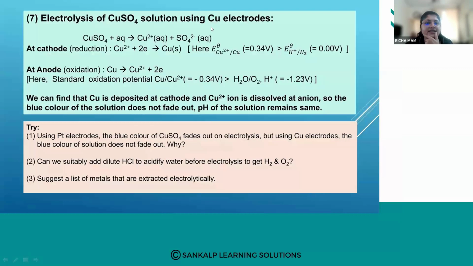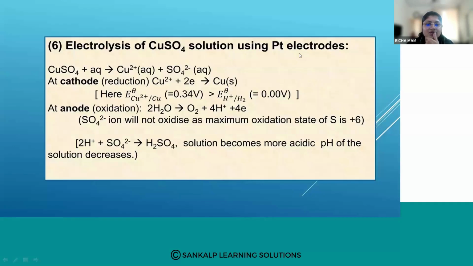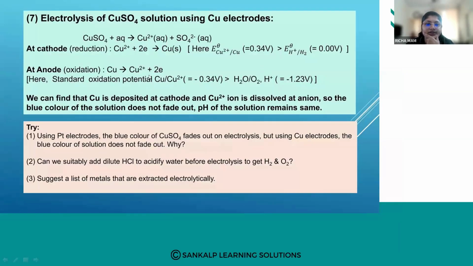Then next is electrolysis of copper sulfate solution using copper electrodes. What is happening here again? These are the reactions which are taking place. Here we are using platinum electrodes and here we are using copper electrodes themselves. Your solid copper electrodes are dipped into the copper sulfate solution. So these are the overall reactions.